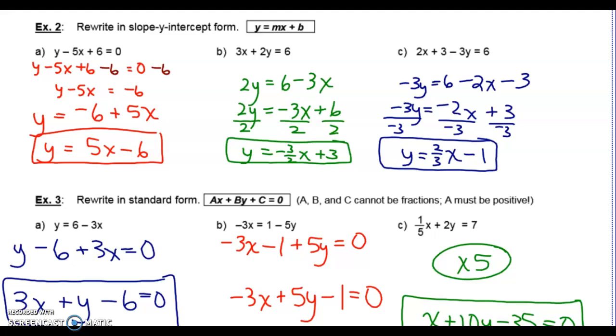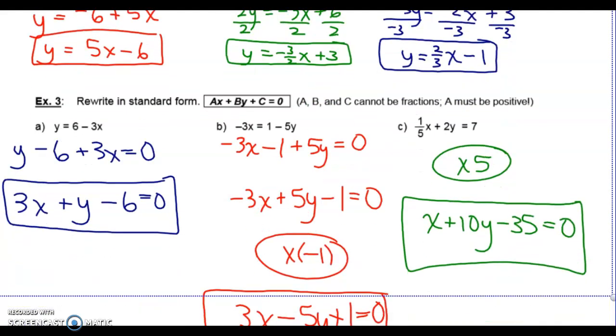So now we're going to do the opposite. I'm going to give you equations that are in slope-intercept form, and we would like to rewrite them in standard form. So again, standard form means that we have everything on the left-hand side moved over: my x, my y, and my constant.